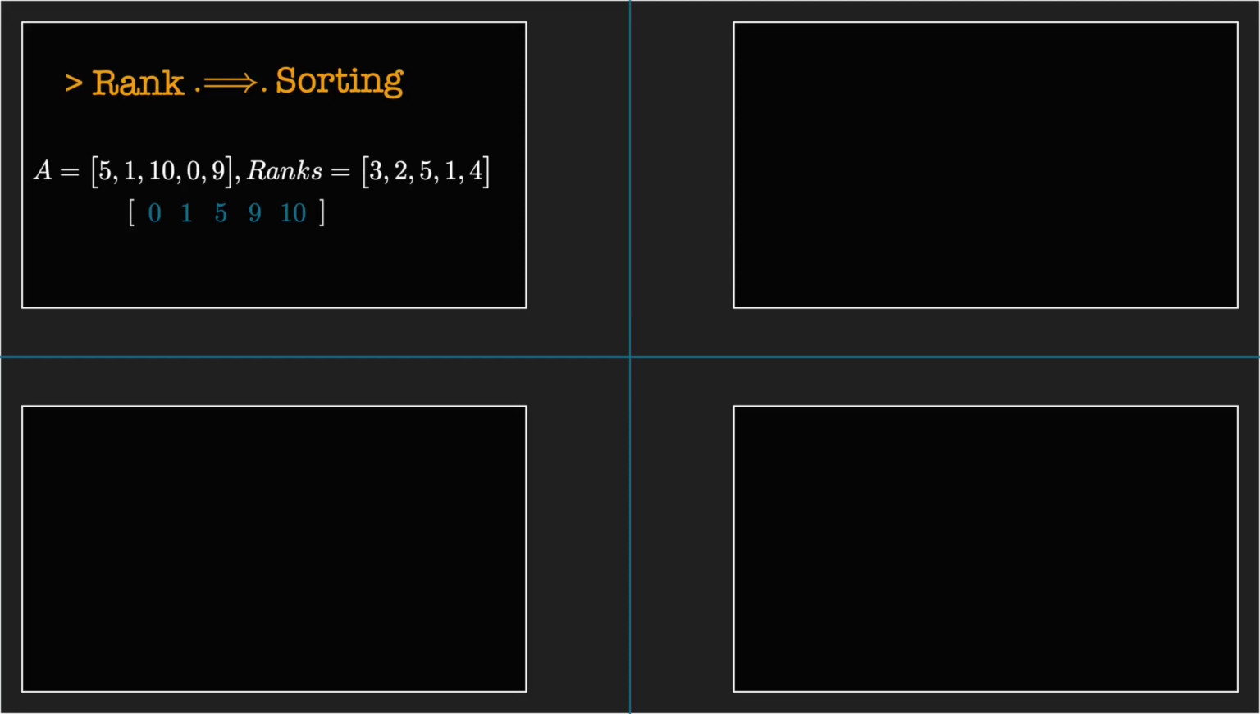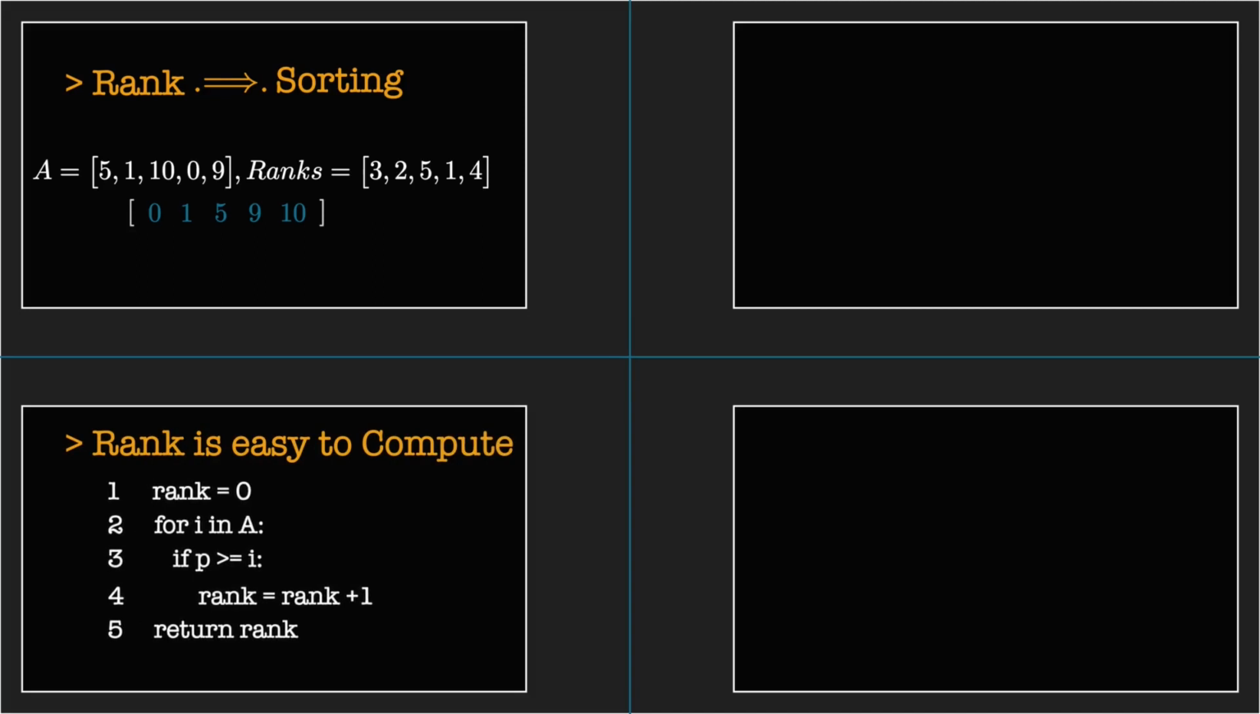The second point is that rank is easy to compute. Here is a short rank computation algorithm. It takes a linear amount of time. This may look very simple and naive. Apart from being simple, this is also the most efficient rank computation algorithm.